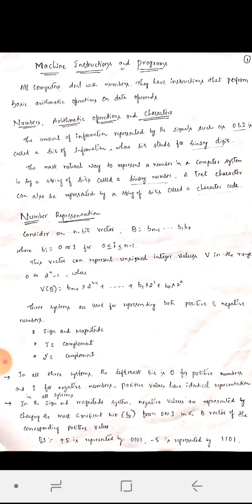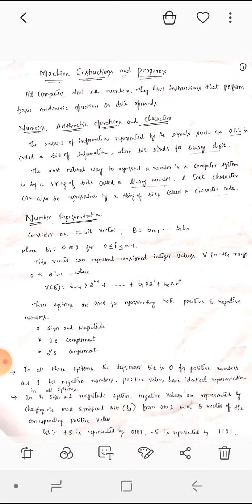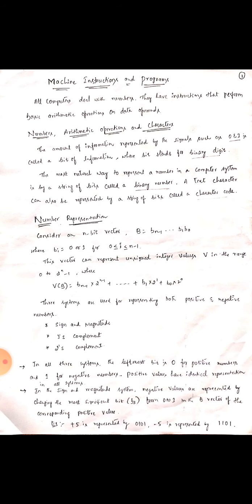In all the three systems, when we are representing numbers in the positive form, the MSB will be 0. Whereas while representing negative numbers, there comes the change where the MSB will be 1. So whenever we are dealing with binary numbers, based on the MSB we can say whether the number is positive or negative. If MSB is 0, the number is positive, and if MSB is 1, the number is negative.